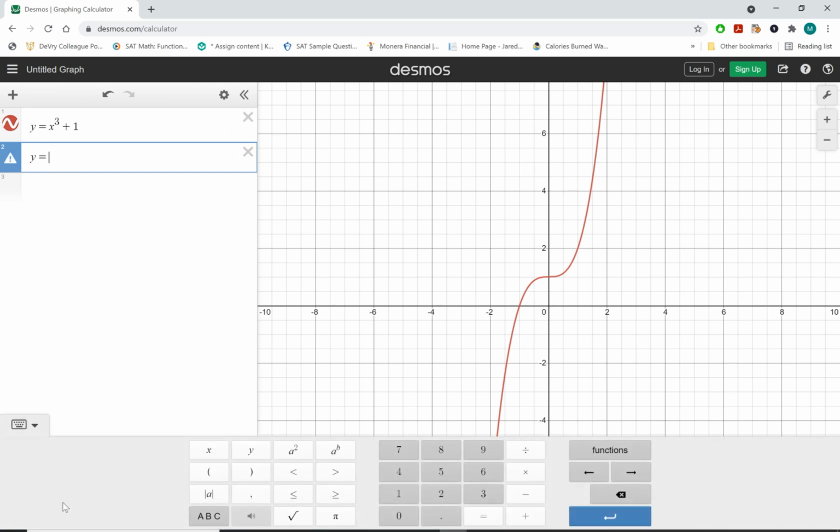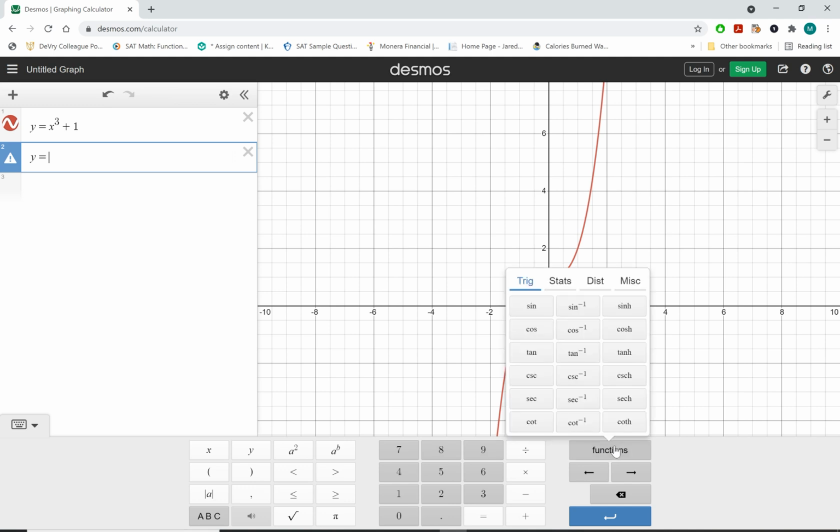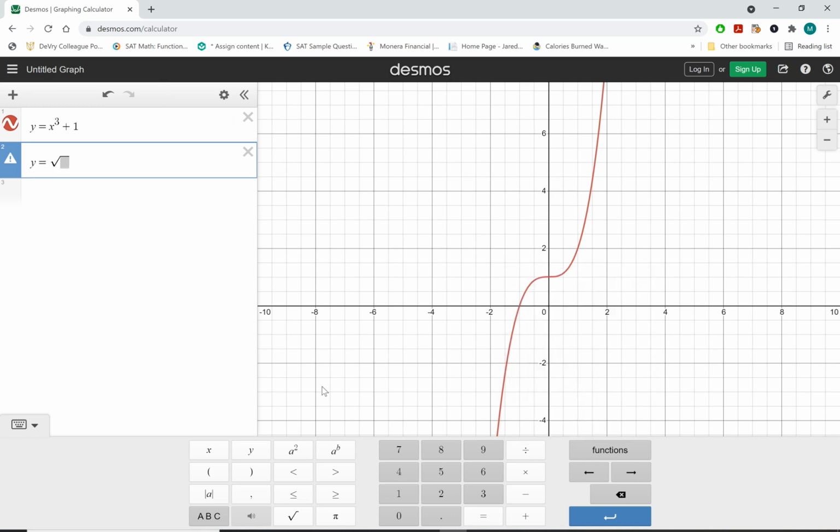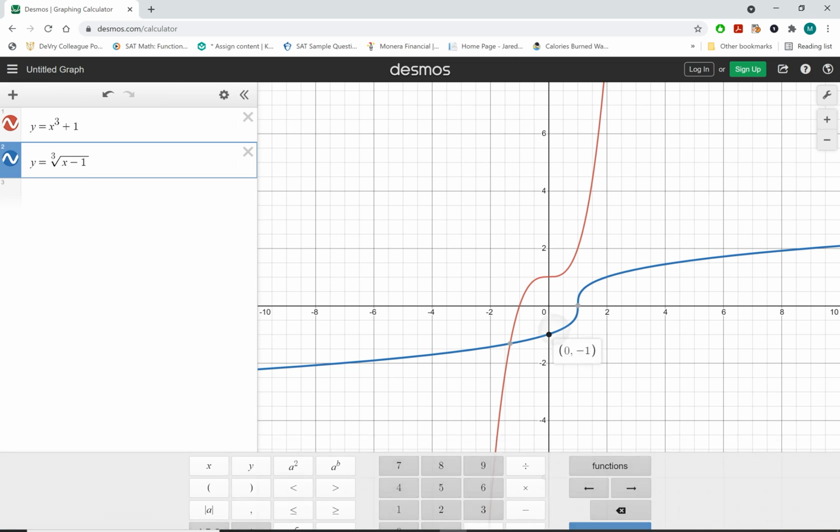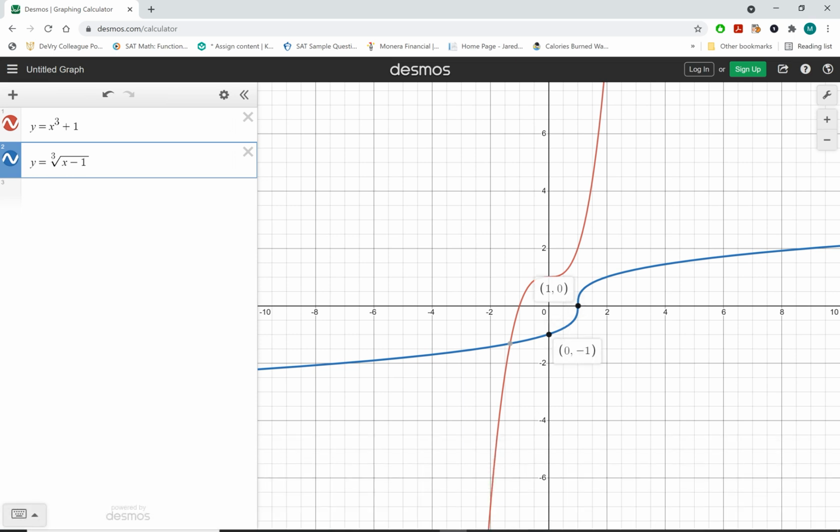Let me see if I remember how to do this. I think you go to functions. And you should be able to go to miscellaneous. I think miscellaneous, yes, right here, cube. So you put in a little 3 in there. And then now you simply fill in the x minus 1. This is the inverse function of this graph.